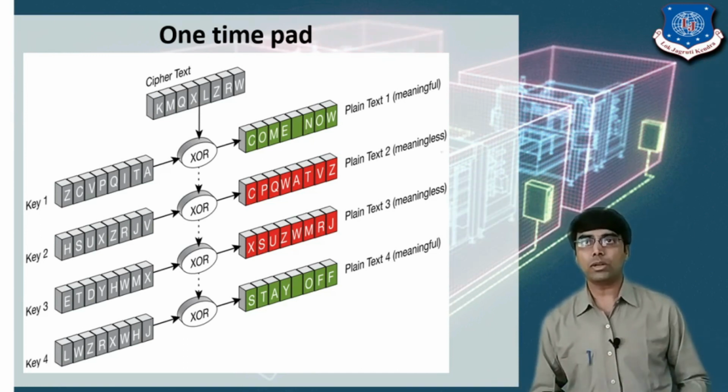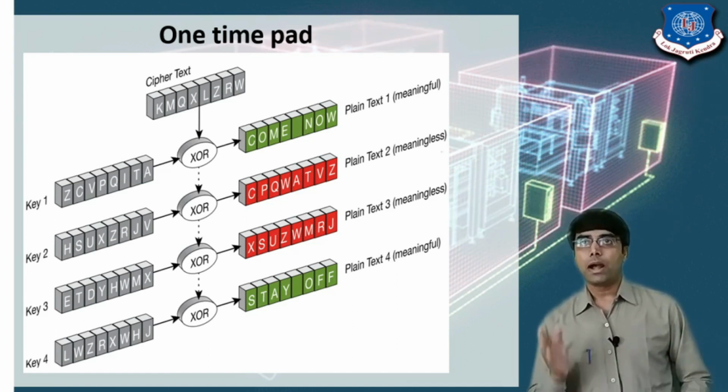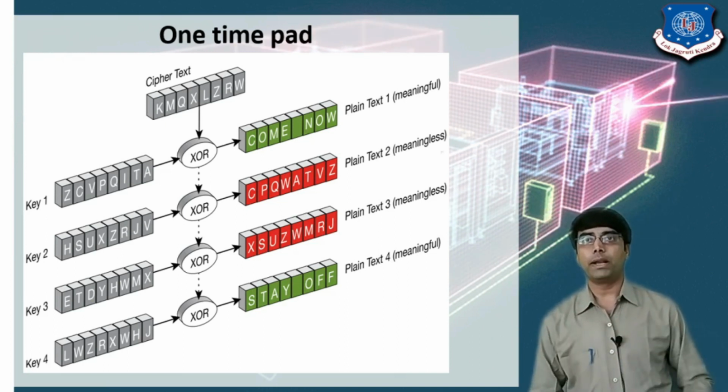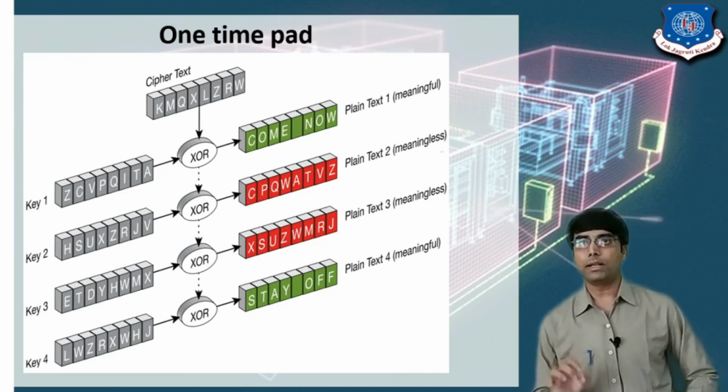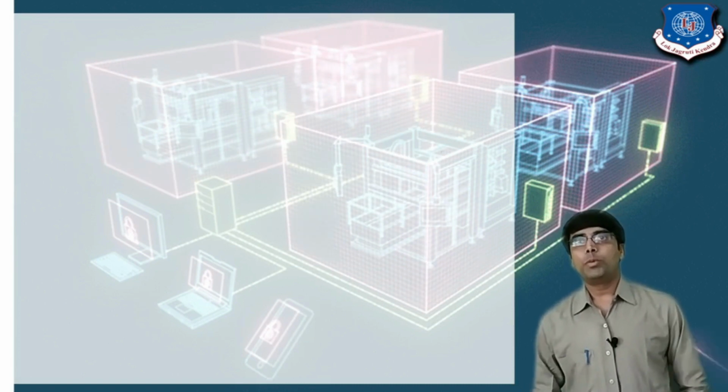Now we are applying XOR on the ciphertext message and a key. After applying XOR, it produces a different plain text. That's why it is more secure. So the attacker doesn't identify which is the correct plain text message and which is the correct key. I hope this idea is clear.